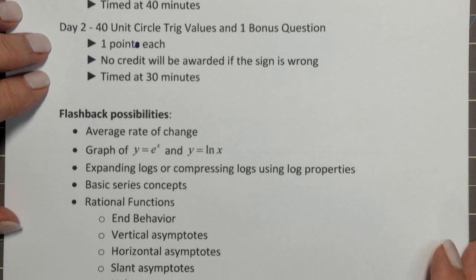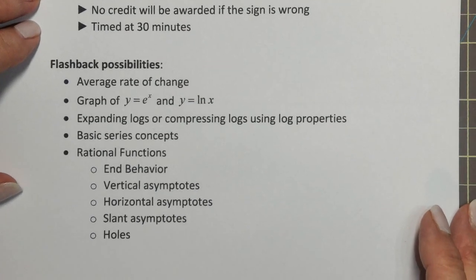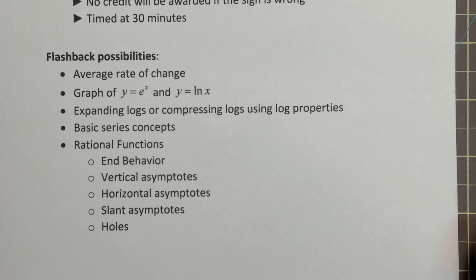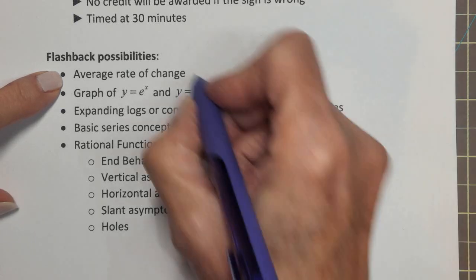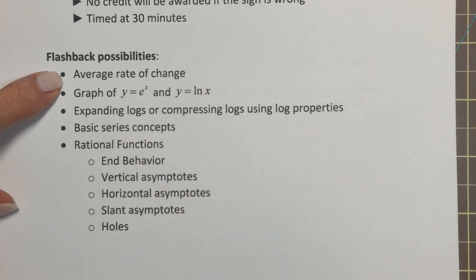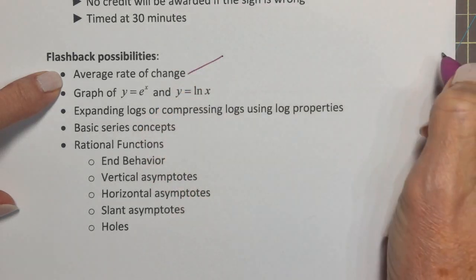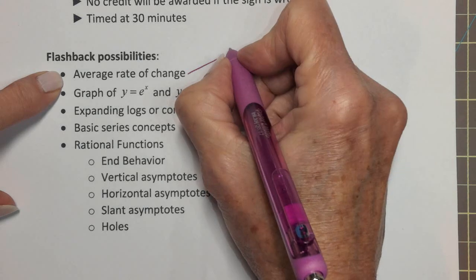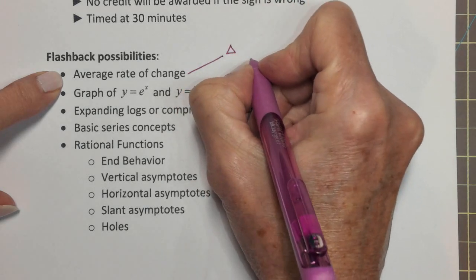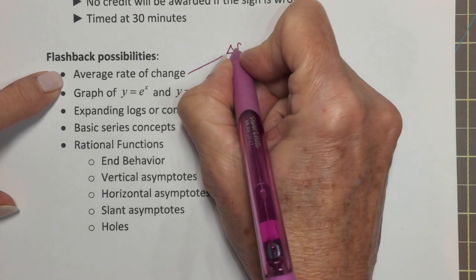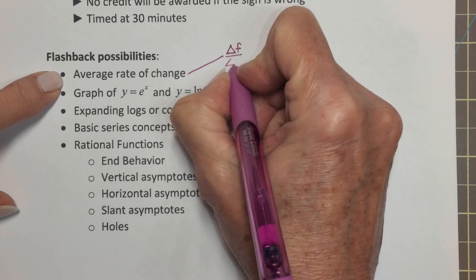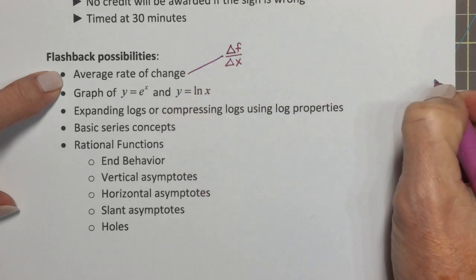All right, flashback possibilities. Giving you some flashback possibility hints this time. Average rate of change. How do you find the average rate of change of a function? That is your old Algebra 1 slope. Change in y over change in x. So I'm going to write that as change in f over change in x.